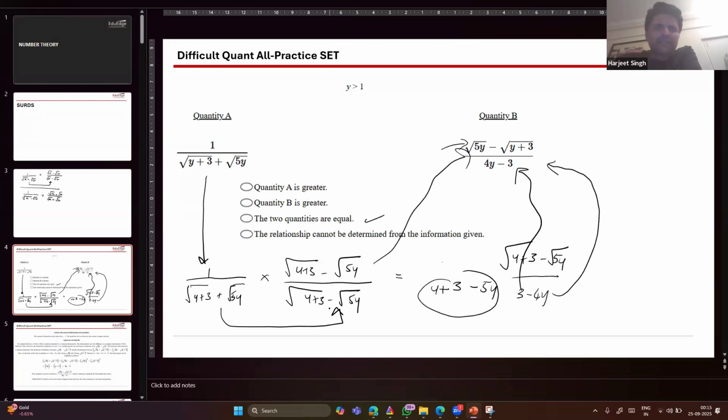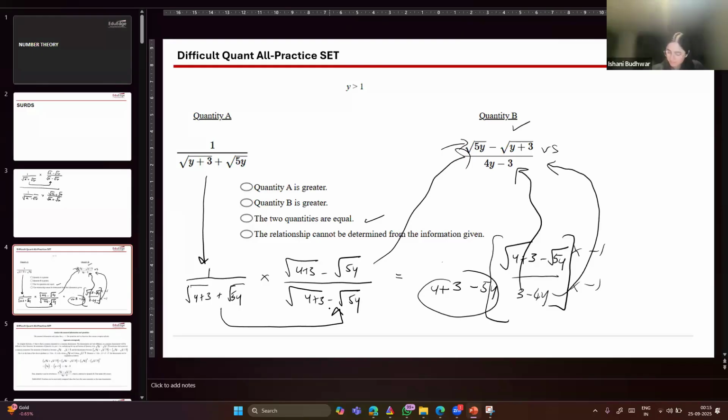So we get this, right? Now this versus what is given? Just multiply numerator and denominator by minus 1. And the terms will flip and we get option B. So both are equal.